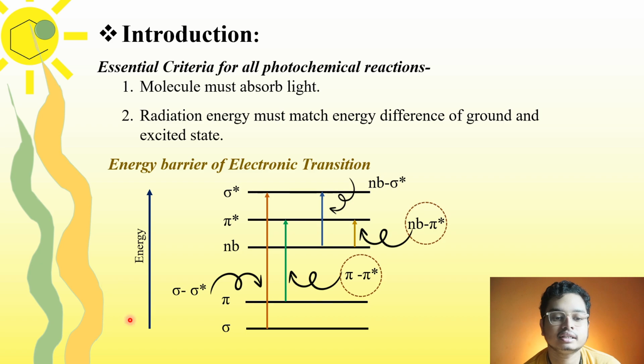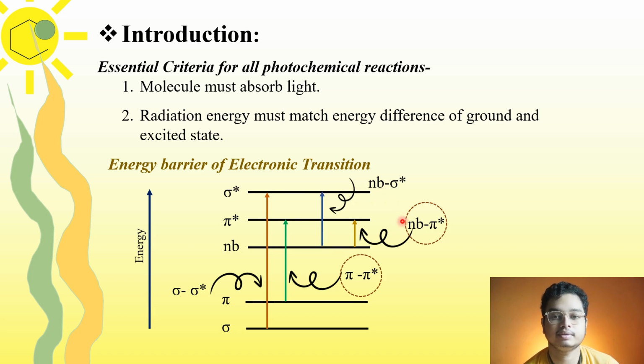Now here you can see an empirical MO, or molecular orbital diagram, of any kind of organic molecule, and this is the energy scale. Here you can see that sigma and pi are the ground state orbitals, or we can say the bonding orbitals, where the sigma bonding orbital is lowest in energy, and that's why the sigma star is higher in energy.